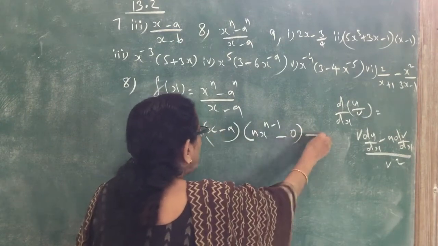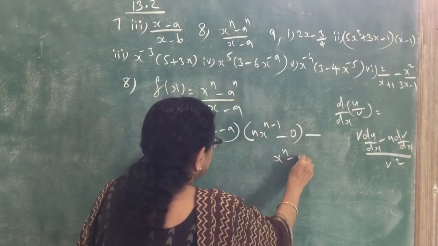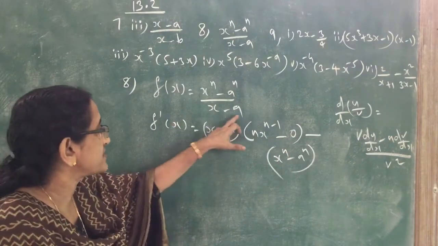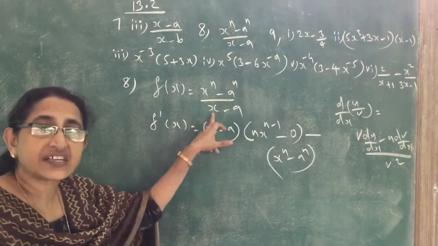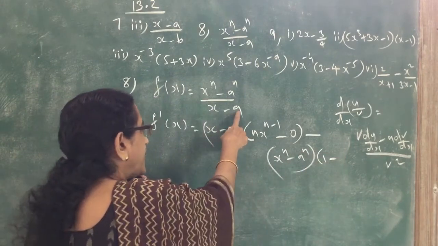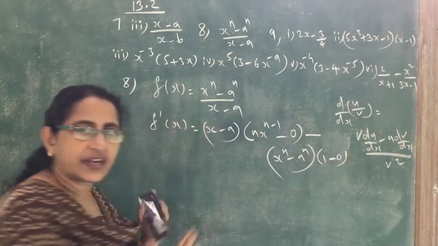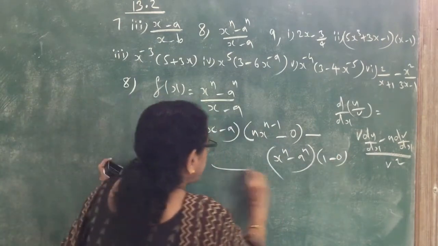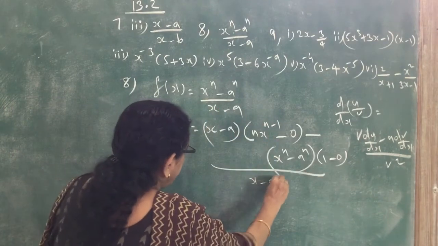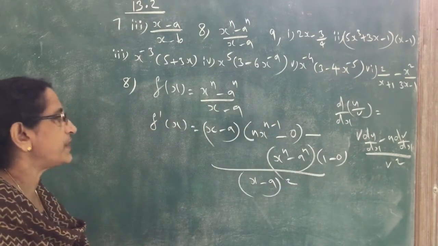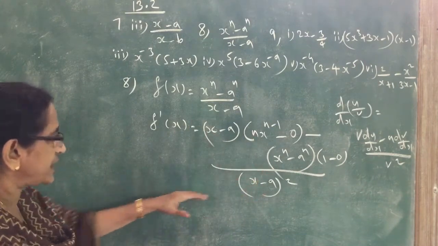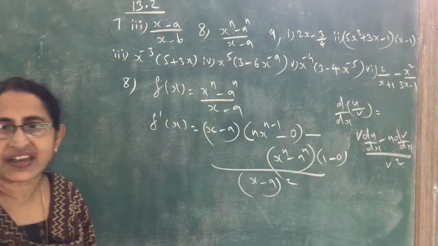Then minus numerator into, the numerator is x raised to n minus a raised to n, into derivative of denominator. What's the denominator? Derivative of x is 1, bracket 1 minus derivative of a, 0. So that derivative is over. Whole divided by denominator square, (x minus a) whole square. Now we have to simplify. Open the bracket and simplify. Denominator only you can write (x minus a) whole square.